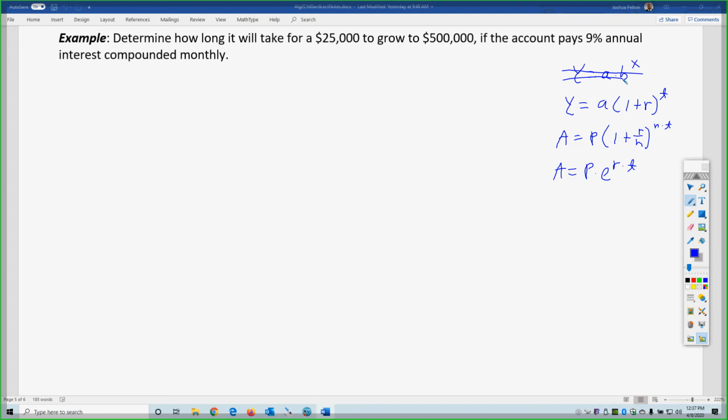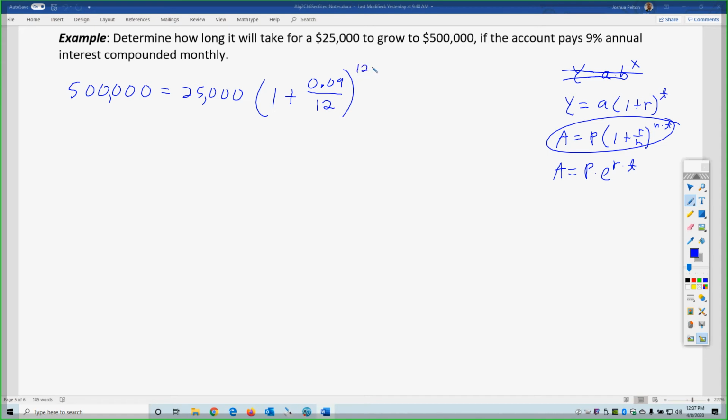Determine how long it will take $25,000 to grow to $500,000 if the account pays 9% annual interest compounded monthly. Since we have compounds monthly, it's this one. If it was no compounds, it'd be the one before it. If it's continuously, it'd be the one below it. So the final amount we want is $500,000. That's our A. The principal amount is $25,000, and it's 1 plus the rate, which is 9% over 12 for the months for the compounds, and then 12 times t, because we don't know how many years this is going to take.